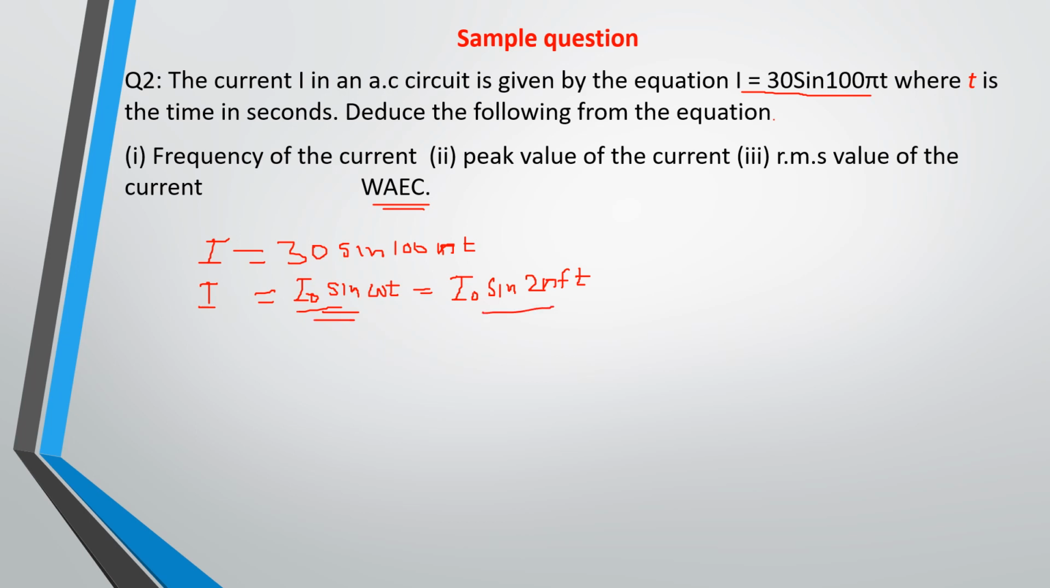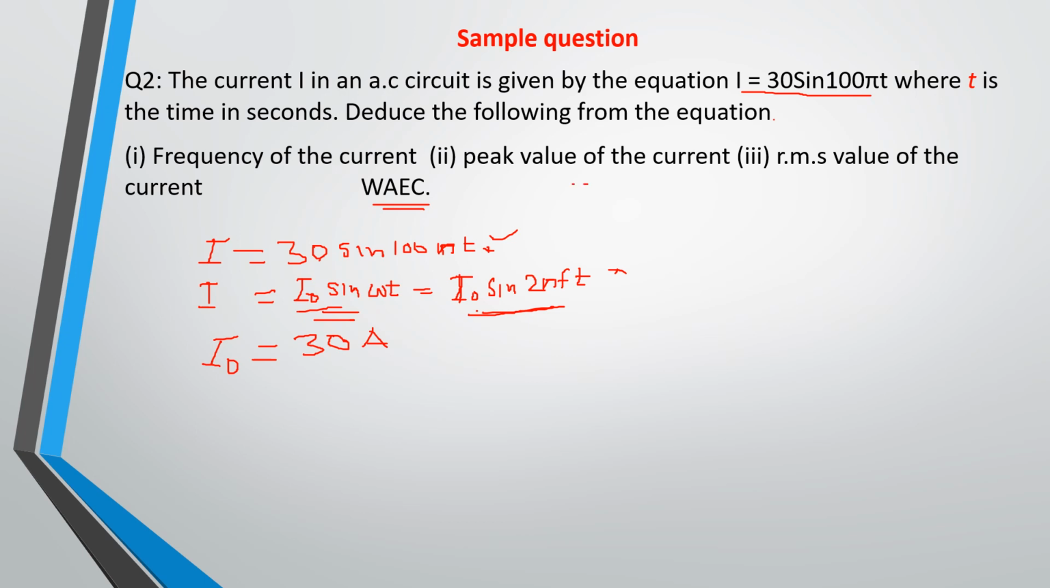So you are asked to find the frequency of the current. This is the wave equation for the current, and this is the wave equation for the current too. So what you're going to do is compare these two equations. As I said before, and if you look at the previous examples that I solved, comparing these two equations, the peak value of this current is equal to I0, which is 30 amps. That's what we have here. So from here I've even solved part 2 of it.